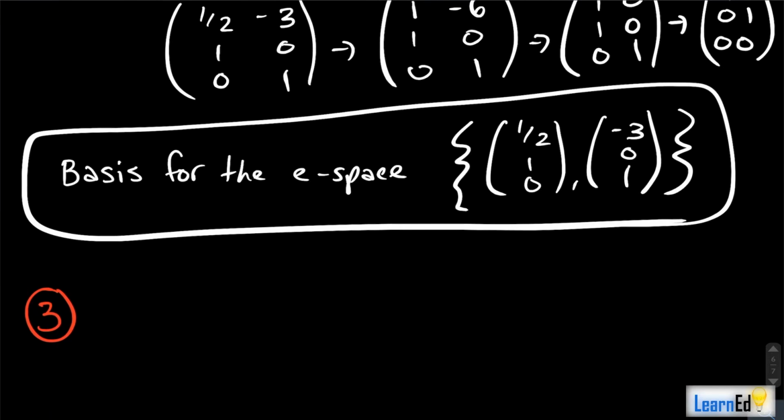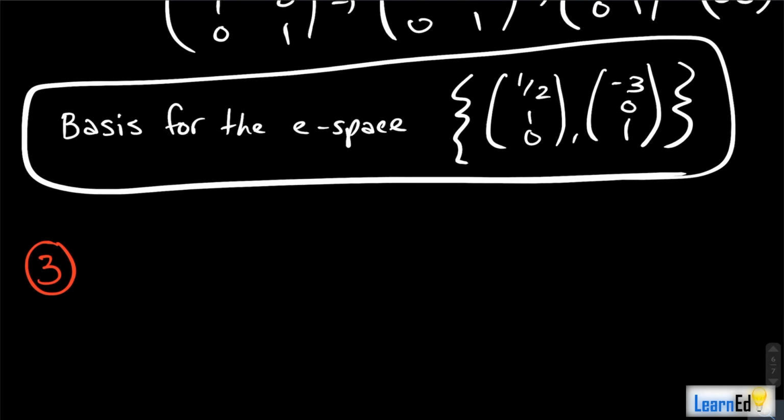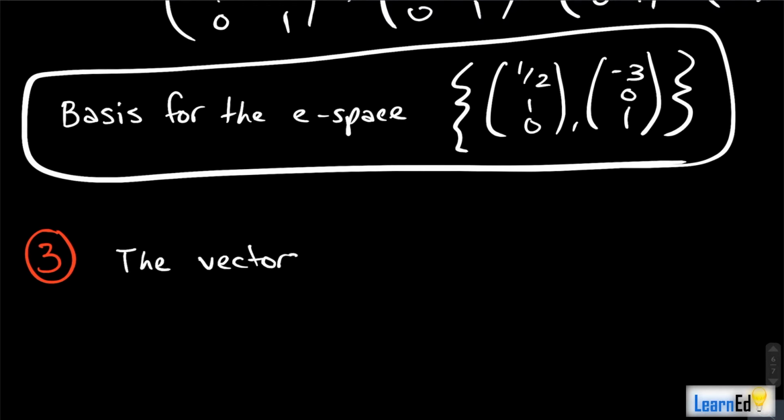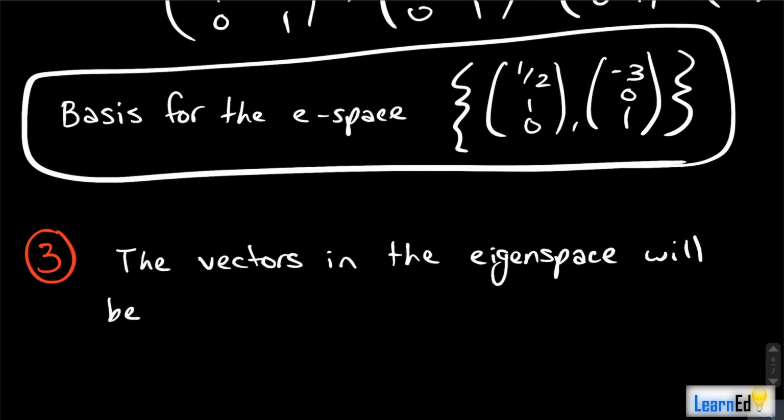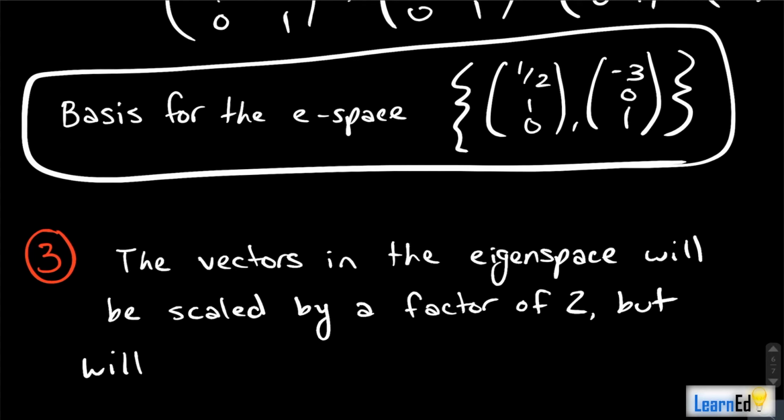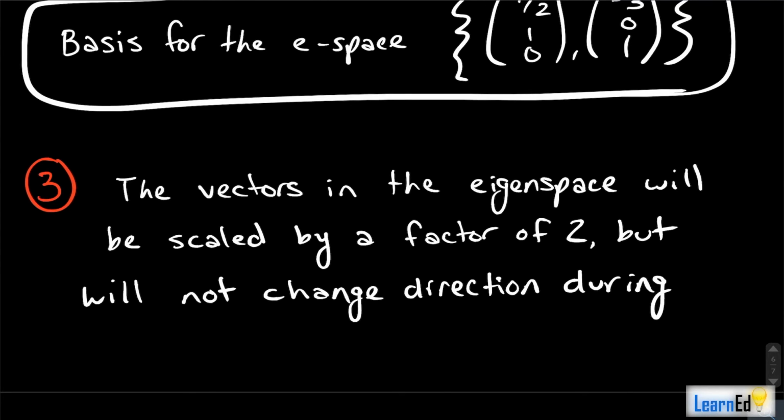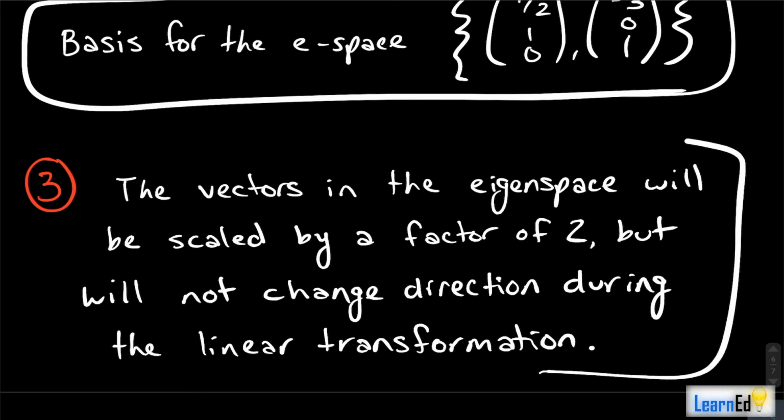To put that on paper, the vectors in the eigenspace will be scaled by a factor of 2, but will not change direction during the transformation, during the linear transformation. And that is your answer to number 3.